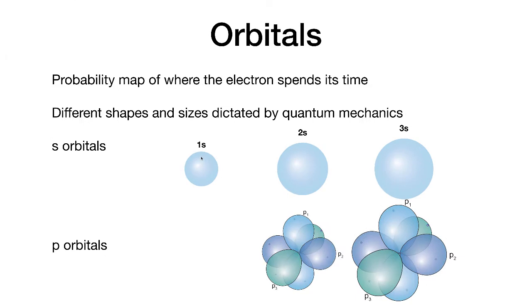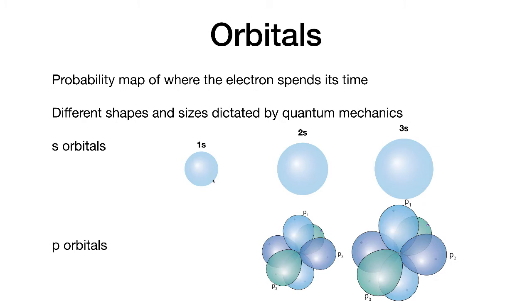There are different shapes and sizes of these orbitals, and they're dictated by quantum mechanics. We are only going to talk about s orbitals and p orbitals, because most of the elements, the atoms that make up life, will have their electrons in these two types of orbitals. S orbitals are spherical, and p orbitals have this dumbbell kind of shape, and there's three of them that are perpendicular to one another. You can see here's a p1 orbital, a p2 orbital, and a p3 orbital.